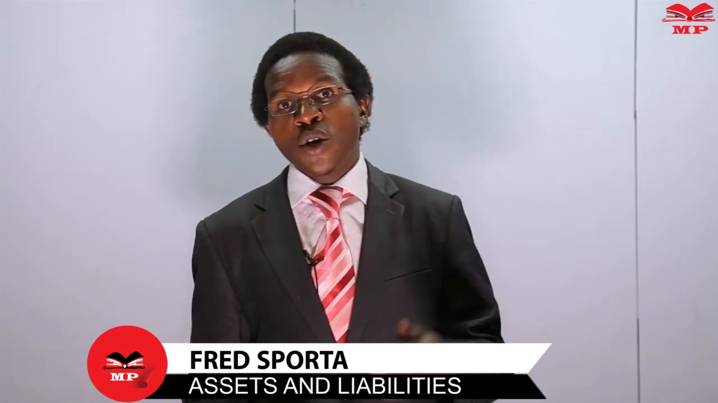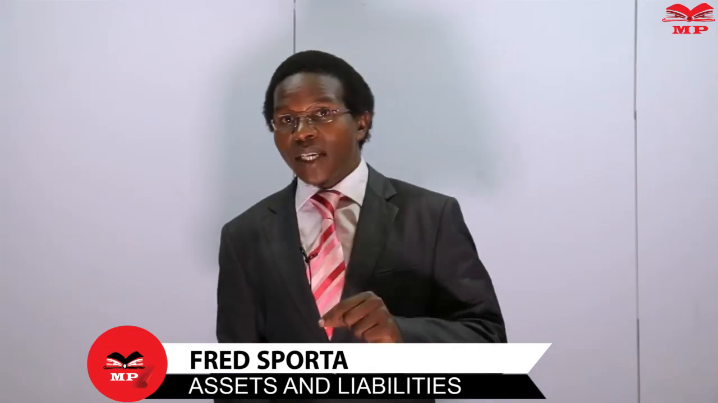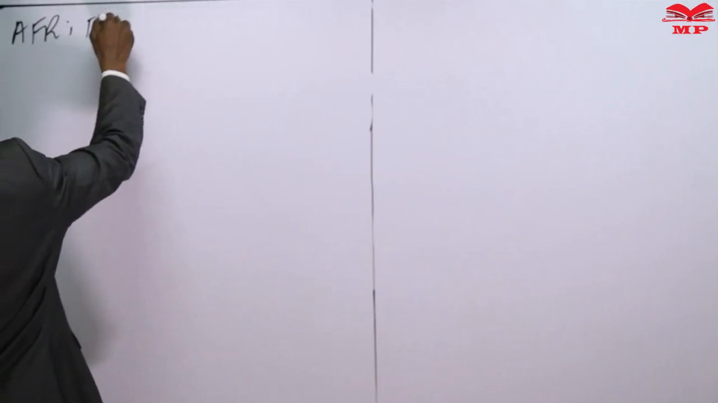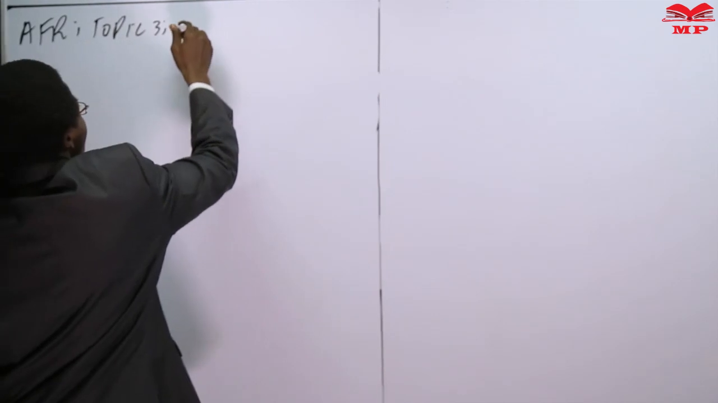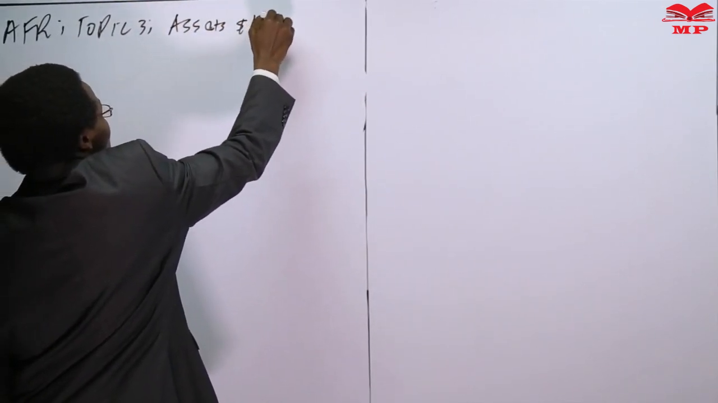Spotter Fred. Now, today, remember this session, we are following up from what we have been doing in the previous sessions. And today, we are still building up on the topic number 3 as far as advanced financial reporting is concerned. Remember, we are saying advanced financial reporting. We are looking at topic 3, and this is in respect to assets and liabilities.